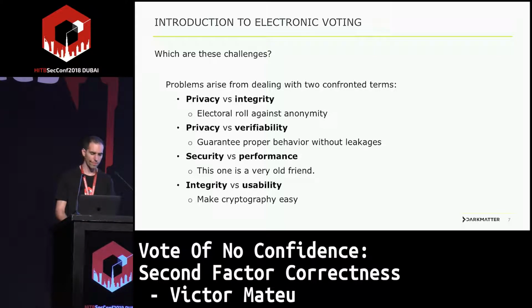The other one is privacy against verifiability. Usually when you have verifiability, you need to prove that all the protocol has been done properly. But in this process, you need to at least achieve a level of privacy, so any voter might know for sure that his vote is private.